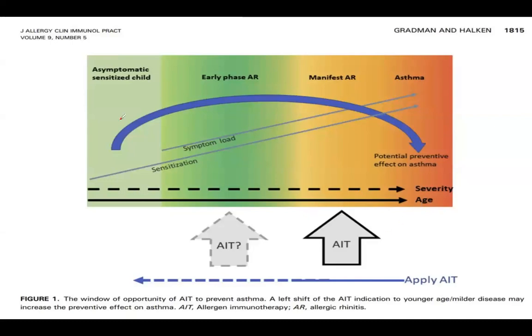But we know how the natural history of allergy happens. Starting from asymptomatic but sensitized children, the symptom load increases, then the patient becomes moderate to severe allergic rhinitis. Ultimately, we know there is a high possibility of conversion to asthma too. So the concept is whether we should use allergen immunotherapy early, because that not only targets the natural history of the disease itself, but also the immunological changes that happen inside us can be targeted if we use it early.